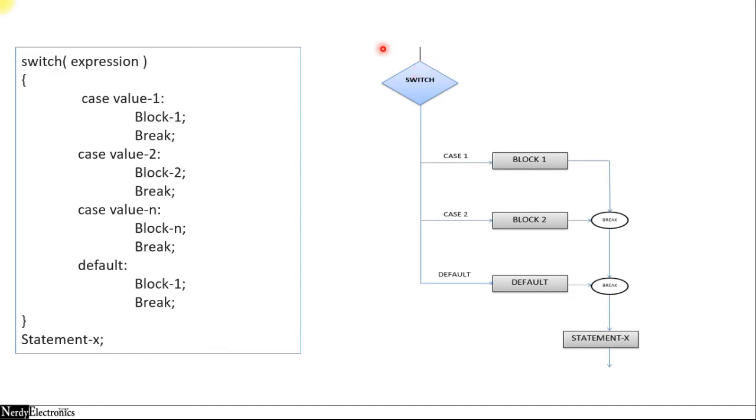So the flowchart of switch case looks like this: we have a switch and the expression. Based on the value, it will take either case 1 or case 2 and so on, up to the default case. After executing that block, it will execute the break statement and then go over to the next part, which is statement X here. Like we had seen in if else, it was one after the other. Case 1 would get executed, or at least check for the condition, then go to case 2 and then the else part. But here we are directly jumping to the particular case.